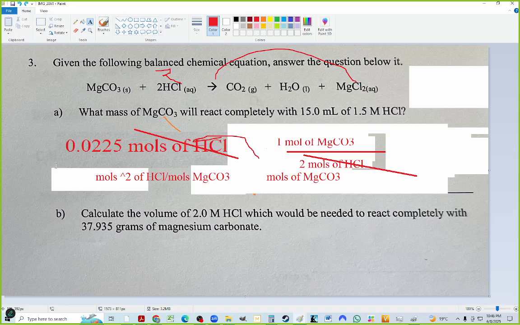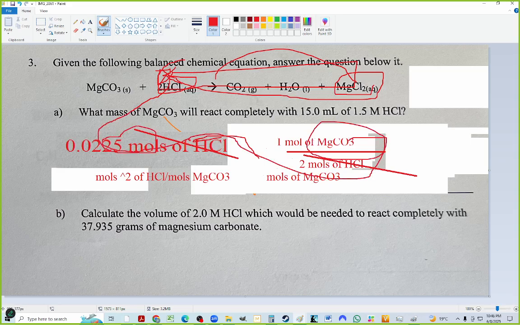The other thing you can do if you don't like this fraction method is you could say, well, if I had 2 moles of HCl, I would produce 1 mole of this. How do I get from 2 to 1? Oh, I divide it by 2. So I must divide this by 2 to get there. You can always do it a simple way, but your teacher's going to want to see that you understand how to use the mole bridge.